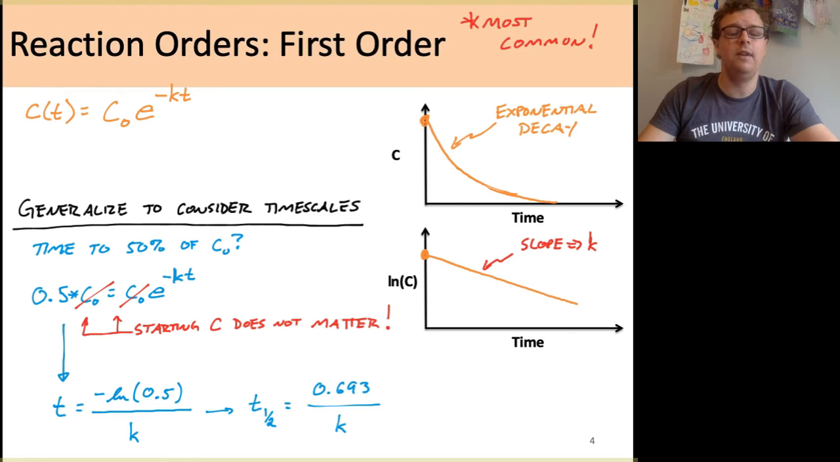Or we can even simplify the top of it to 0.693 over k. So the idea here is that we can relate our reaction rate directly to a time scale. It's totally independent of concentration, and this can be really useful to us in a design context.